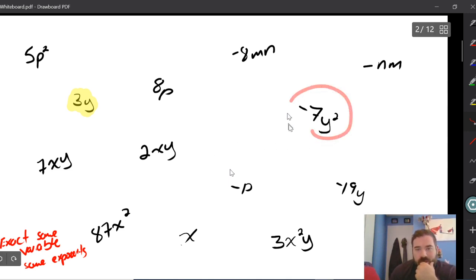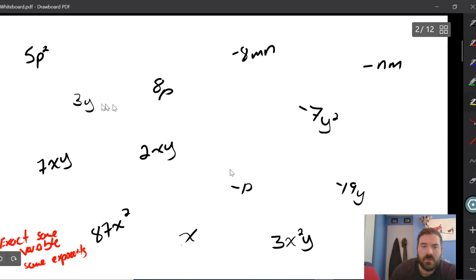Okay, well, let's look over here. Negative 7y squared. So this has a y, which is great, but it also has this exponent of 2. The 3y does have an exponent, even though we don't write it in. The exponent is always assumed to be 1. Well, the exponents don't match between 3y and negative 7y squared because this exponent ruins it for us. So they're also not like terms.